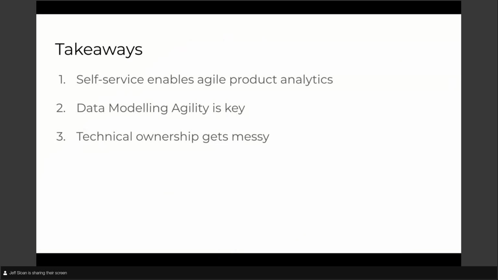2 is that in order to make this happen, data modeling agility is key. We have multiple product teams tracking all of this data in different ways. In order to get this data to conform to those data models that Aidan was speaking about, there needs to be business logic implemented to conform those to sessions and users and funnel steps.